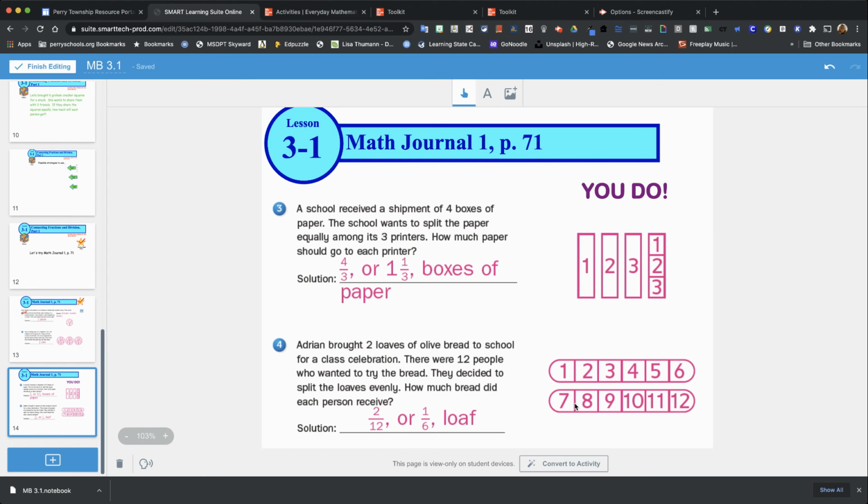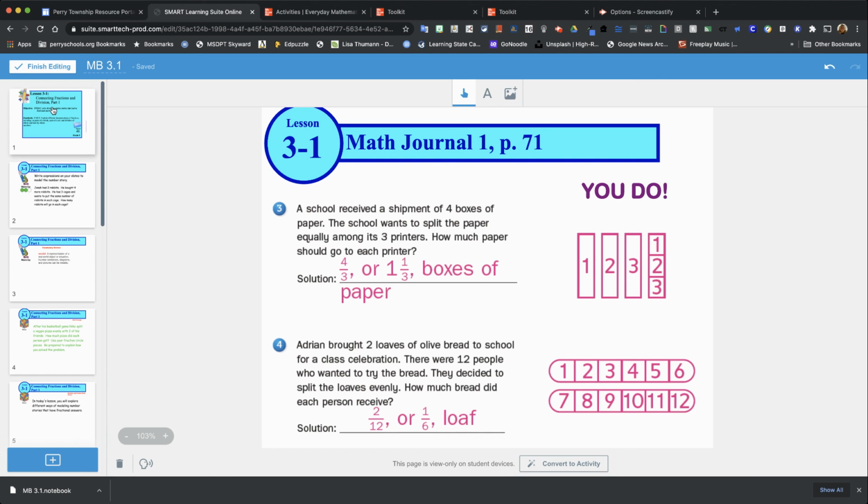You can see that they drew out basically 2 loaves of bread, and then they divided it up into 12 people. So again, Adrian brought 2 loaves of olive bread. There were 12 people who wanted to try it and decided to split the loaf evenly. How much did each person get? They got 2/12 or 1/6 of a loaf. Just the loaf. Okay.